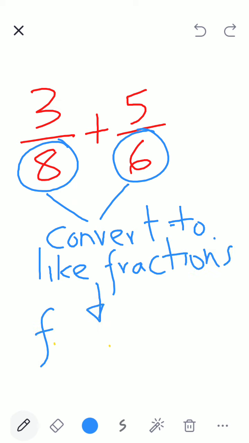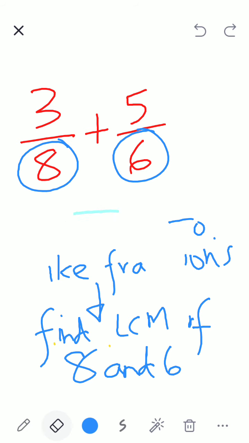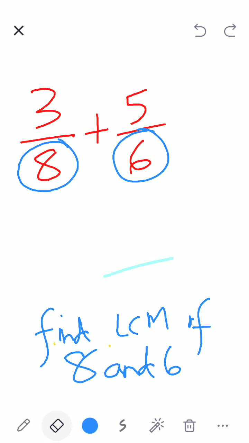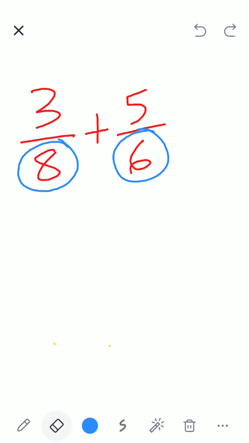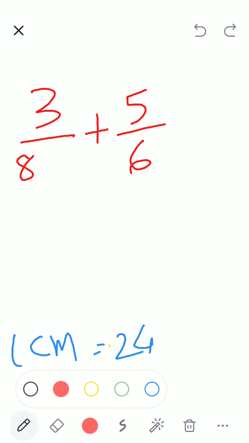So find the LCM of 8 and 6. What is the LCM of 8 and 6? 24. Very good. So the LCM of 8 and 6 is 24. So what will I do? Multiply the numerator and denominator by the number needed to get the LCM 24, to get the denominator 24.